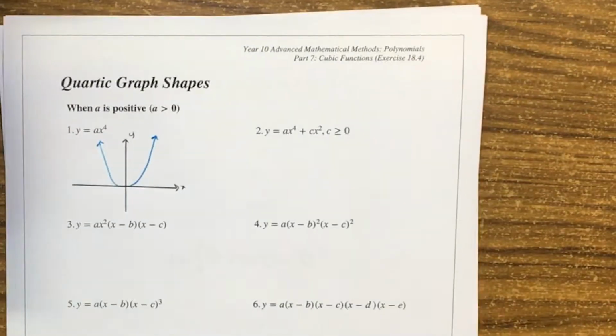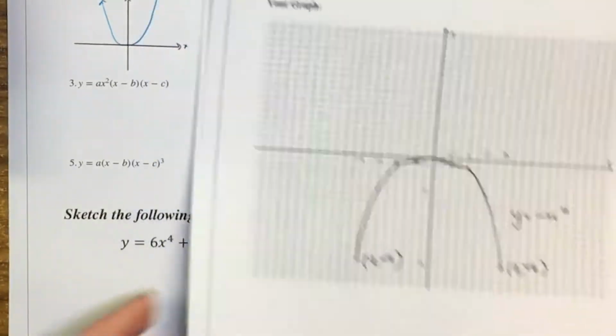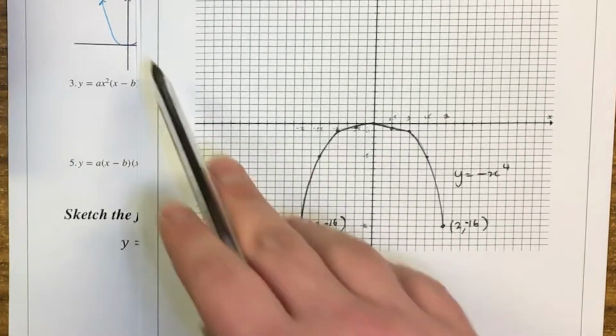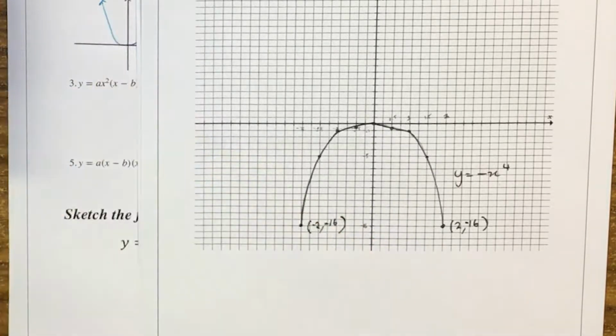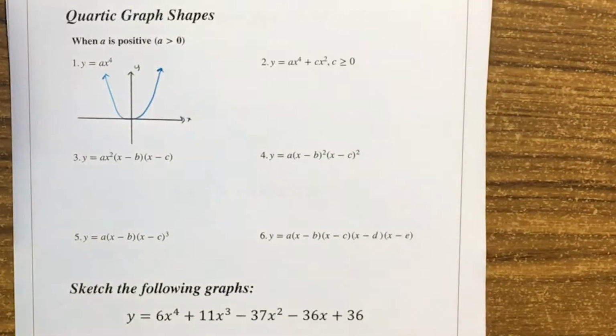Alright, so you'll see here that we get this shape if a is greater than 0, so a positive number. So this is an example. Oh, we need to label this graph. This is y equals negative x to the power of 4. So as soon as we get a negative, it becomes upside down. Whenever there's a negative sign in front of the graph, it's a frowny face, or upside down. So it's the same shape, approximately, as ax to the power of 4, just upside down.